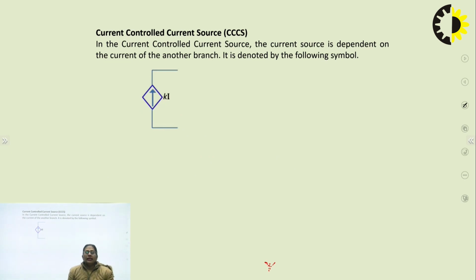In this current controlled current source, the current source is dependent on the current of another branch, right? It is once again denoted by a rhombus and an arrow, and its value is given by certain Ki.